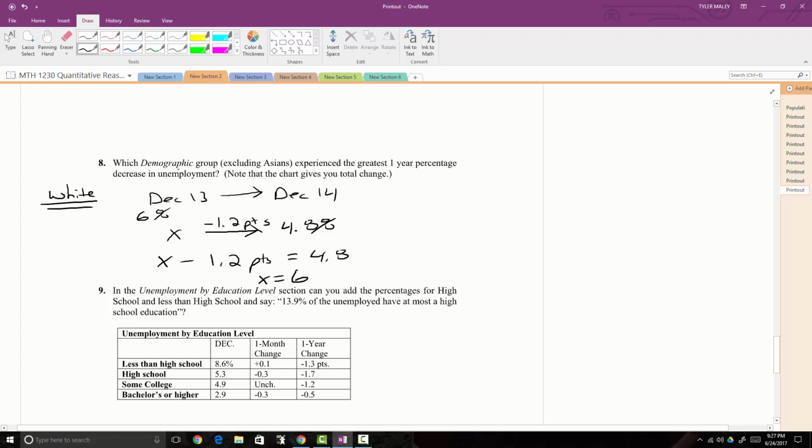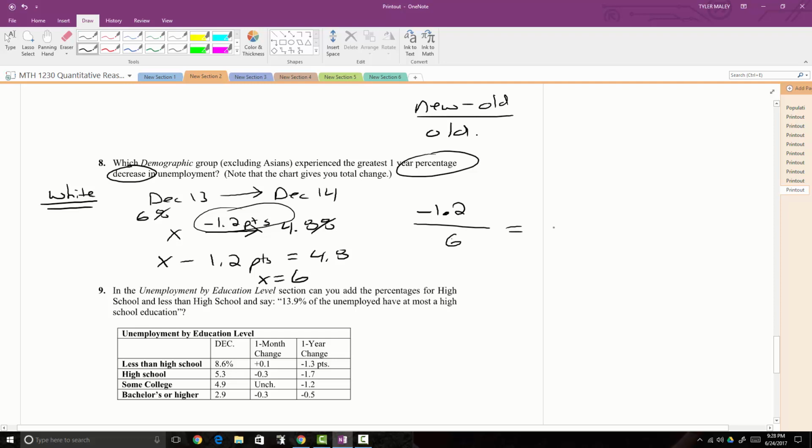But we were asked which one has the greatest percent decrease. So to find percent decrease, remember I'm going to take the new value minus the old divided by the old. So I would take negative 1.2, the new minus the old value, just that change, and then divide it by the old amount, which was 6. If I do that, I get negative 20%.